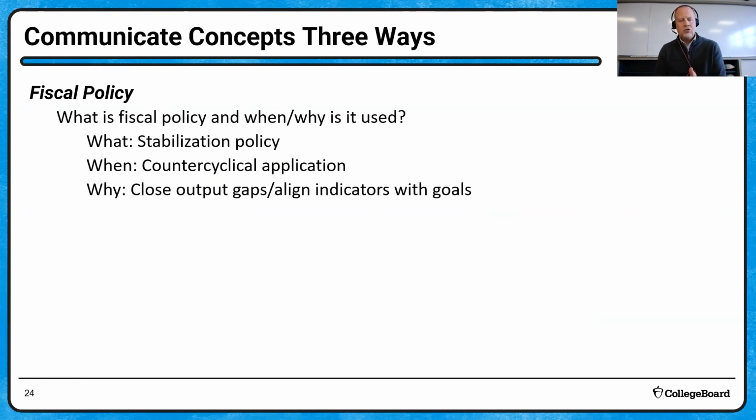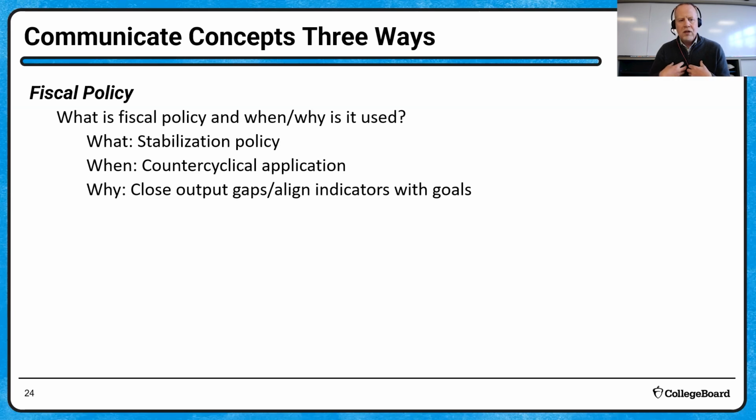Okay, good term for you to know and be able to use. Fiscal policy is a form of stabilization policy. We need to know who applies it. Obviously, it's the legislature. If you're talking about the United States, it's the Congress, with, of course, a lot of feedback and activity from the president as well. So there's Congress and the president of the United States. When is it applied? It's applied through counter-cyclical application.